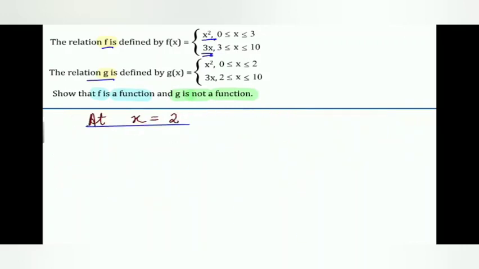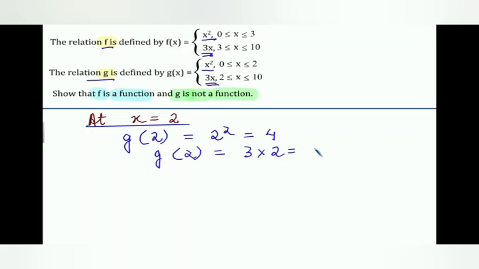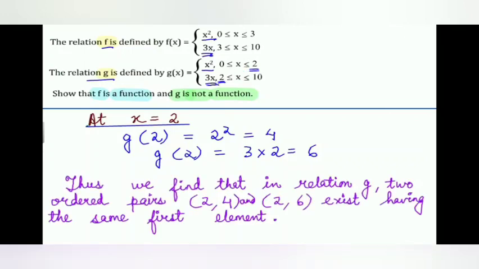But here at x is equal to 2, you have two functions, x square and 3x. g of 2, if we first select x square, then 2 square is equal to 4. And if we select the second function 3x, then g of 2 is equal to 3 into 2, that is 6. So here the first element is repeated 2 times. 2 is related to 4 and 2 is also related to 6. Thus we find that in relation g, two ordered pairs (2, 4) and (2, 6) exist having the same first element. So g of x is not a function.